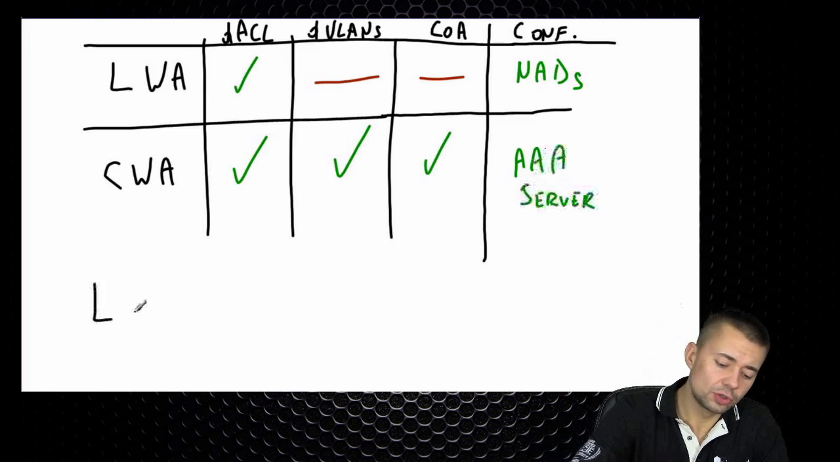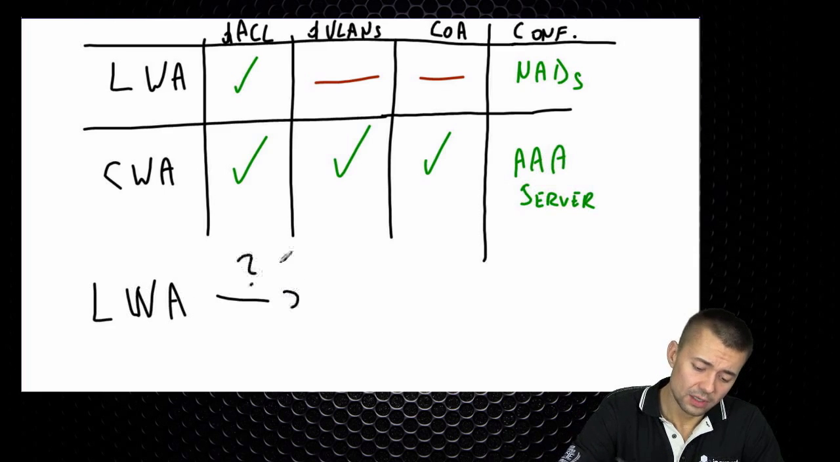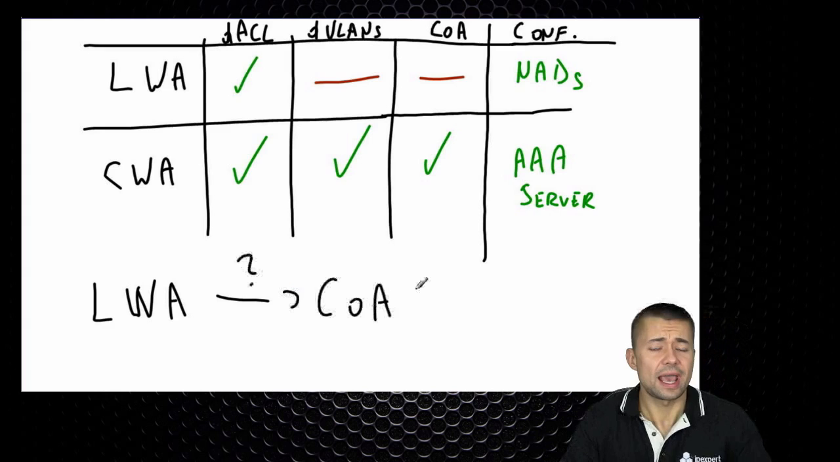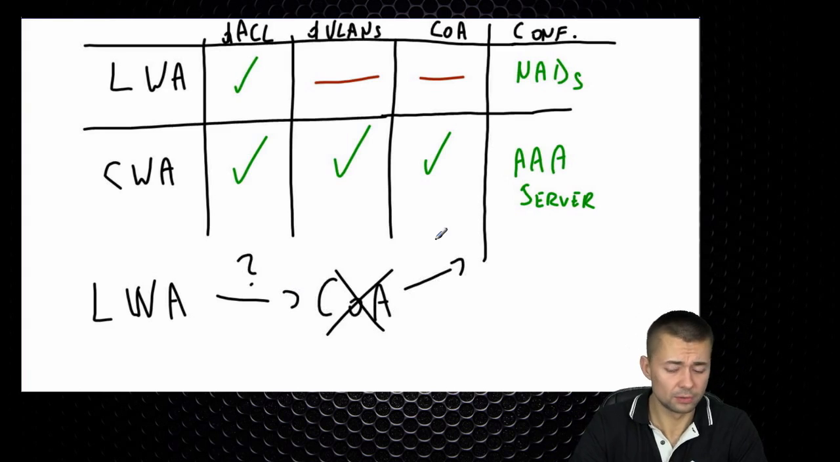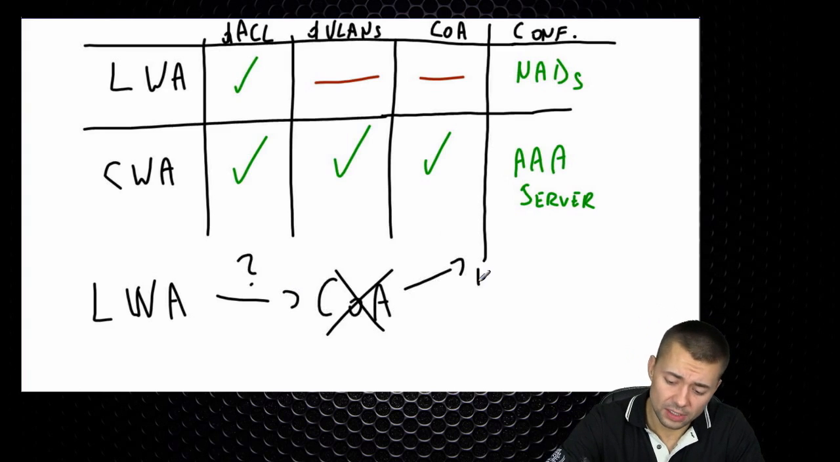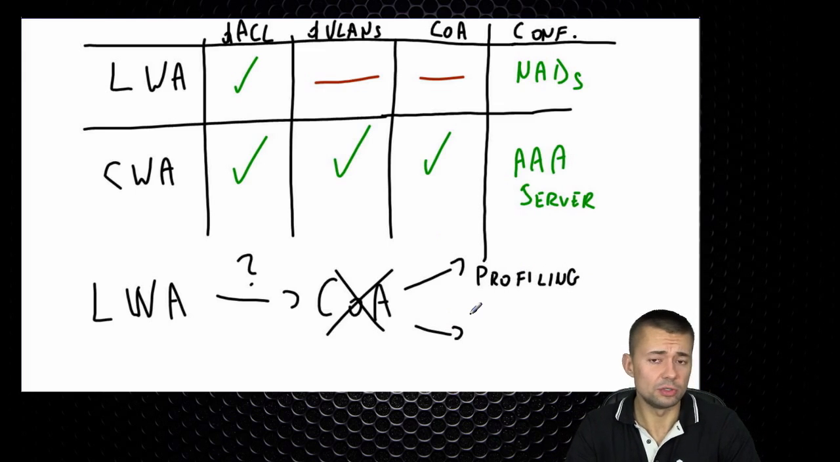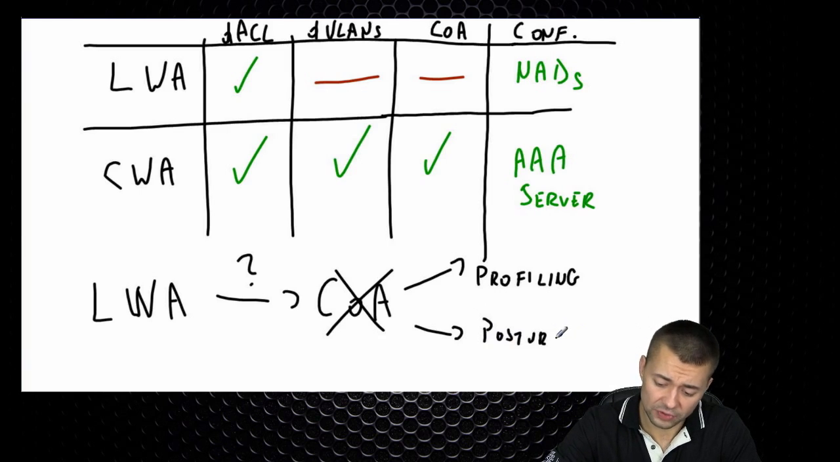So whenever you use the local version of web authentication, you're not able to use change of authorization, which has some severe implications, because this automatically means that you will not be able to enforce policy based on the profiling services, and you will not be able to use NAC or just posture assessment, because those two features heavily rely on change of authorization to enforce the policy.